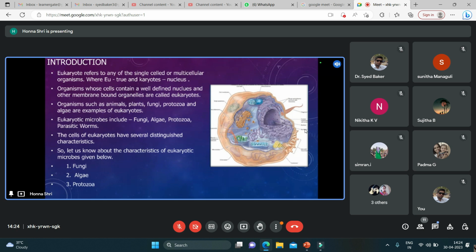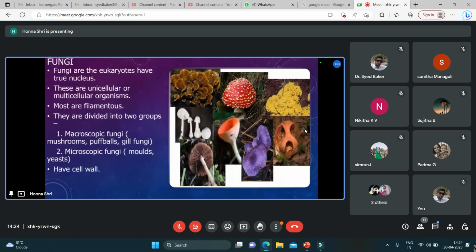Organisms such as animals, plants, fungi, protozoa and algae are examples of eukaryotes. Eukaryotic microbes include fungi, algae, protozoa and parasitic worms. The cells of these organisms have several distinguished characteristics. So let us know about the characters of these organisms or microbes like fungi, algae and protozoa.